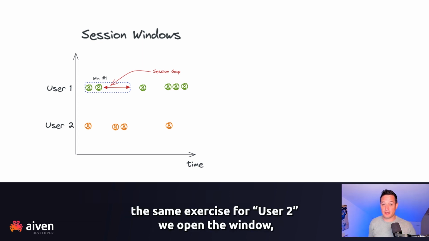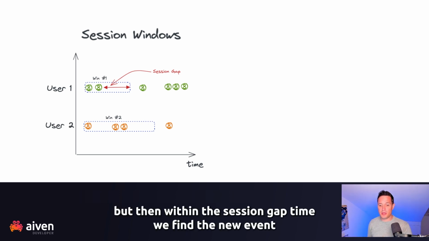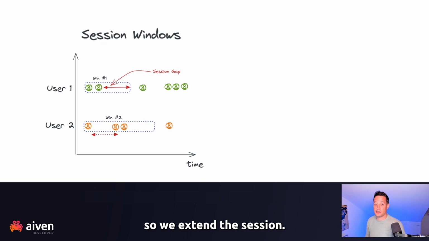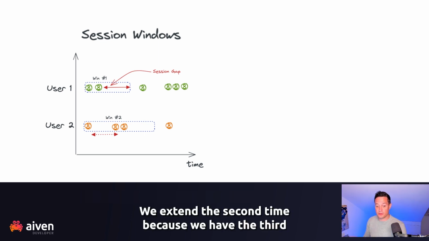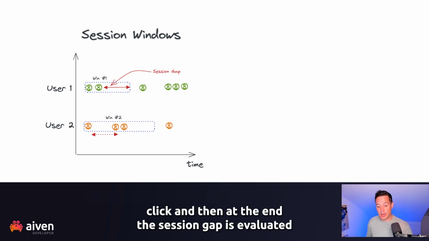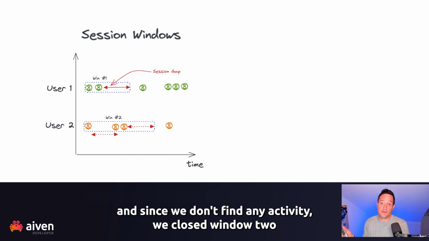If we do the same exercise for user two, we open the window, but then within the session gap time, we find a new event. So we extend the session. We extend the second time because we have the third click. And then at the end, the session gap is evaluated. And since we don't find any activity, we close window two.